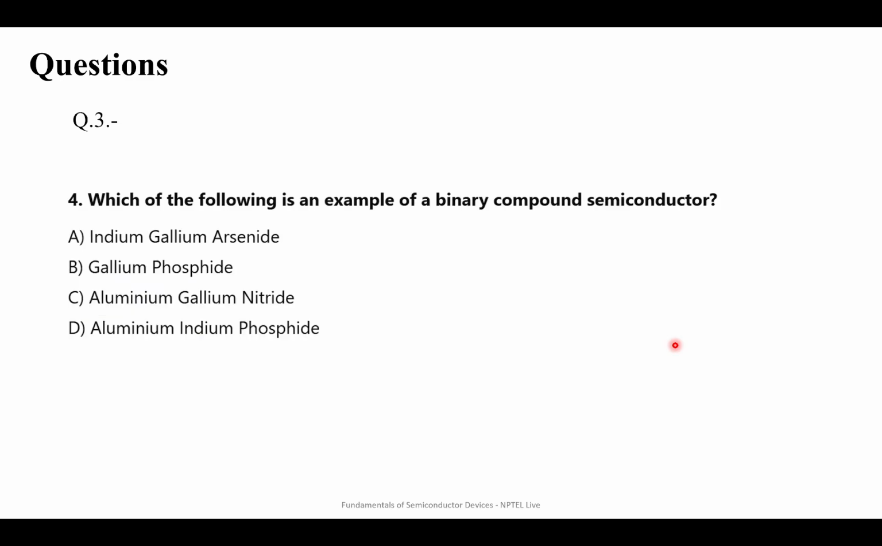Which of the following is an example of a binary compound semiconductor? Indium gallium arsenide, gallium phosphide, aluminium gallium nitride, aluminium indium phosphide. Gallium phosphide, sir. That is correct. A binary compound semiconductor is made up of two elements, whereas a ternary compound semiconductor is made up of three elements. You can also have a quaternary compound semiconductor which is made up of four elements.